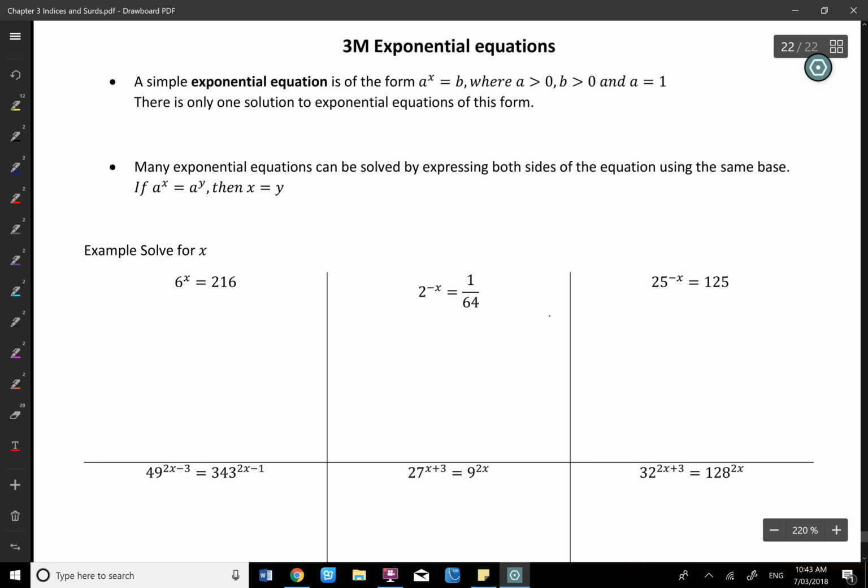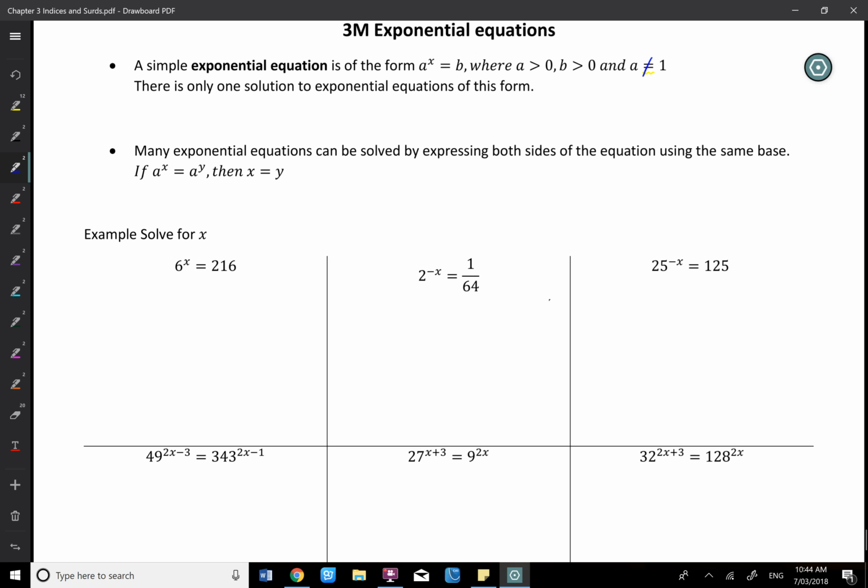This is a simple exponential equation, a to the power of x equals b, where a is greater than 0, b is greater than 0, and there is only one solution. Well, a is not equal to 1. This is a typo here. So a greater than 0, b greater than 0, and a not equal to 1, and there is only one solution to an exponential equation of this form.